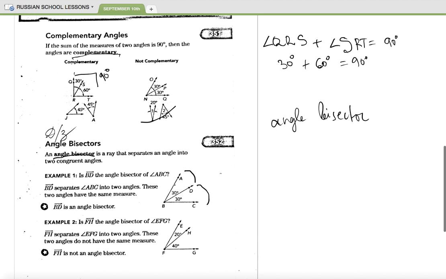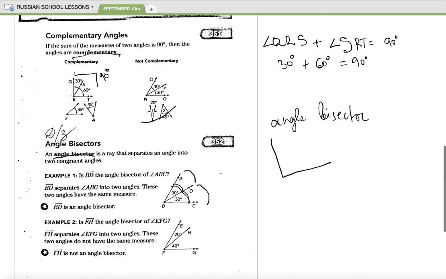And each of these angles is 30, and they are the same. And BD is the angle bisector. So basically BD separates the whole angle ABC into two angles. These two angles have the same measure. So if BD is an angle bisector, let's just draw a better angle. We'll draw the angle.